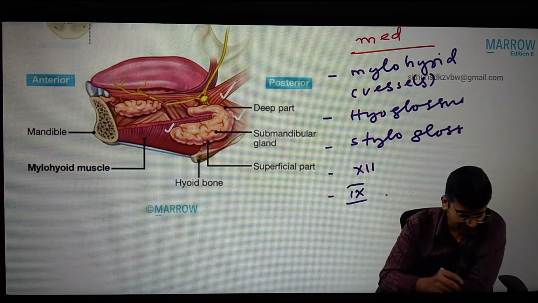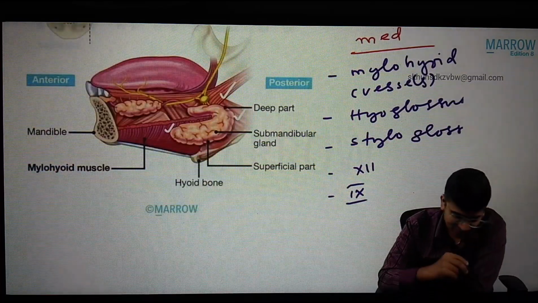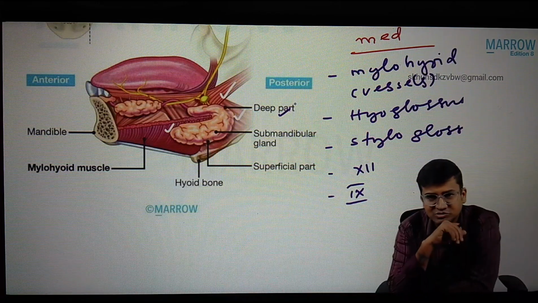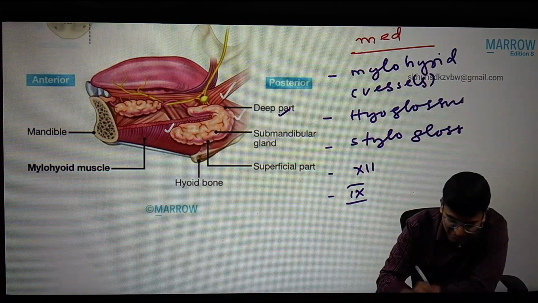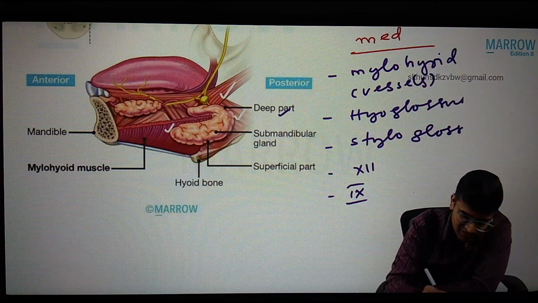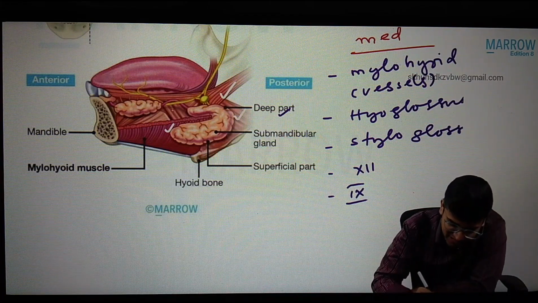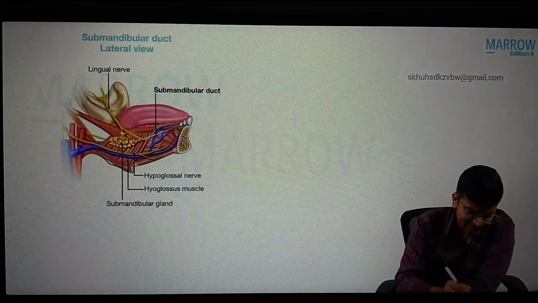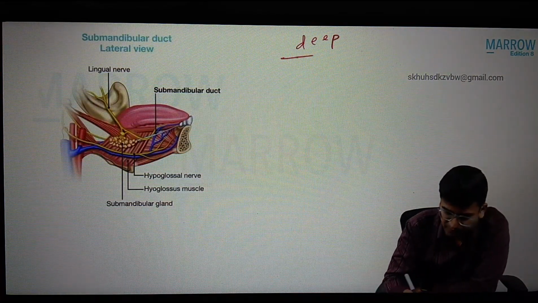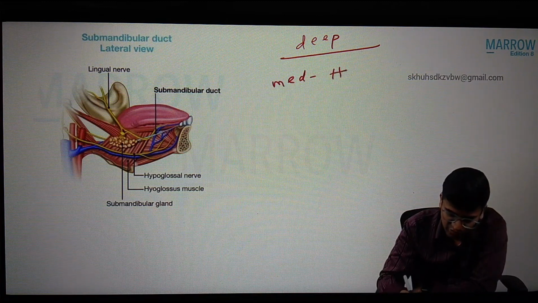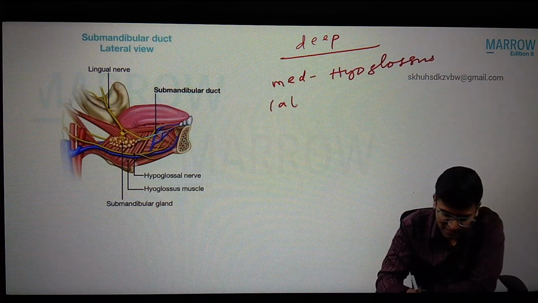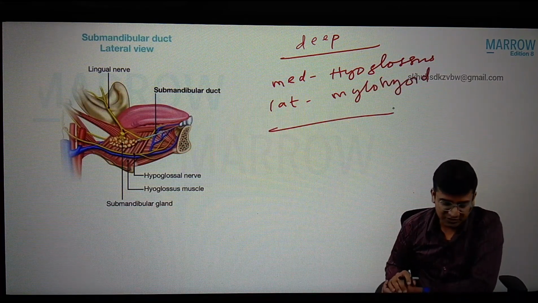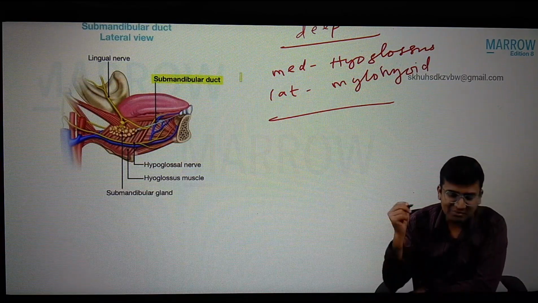Now what about the deep part? See the deep part of the gland, see the diagram. Now this is the deep part. The deep part is present between two muscles. Which two muscles? Mylohyoid muscle, very good. And this muscle is the hyoglossus muscle. So the deep part is present between the hyoglossus muscle and the mylohyoid muscle. Medially we have the hyoglossus muscle, and laterally we have the mylohyoid muscle. Okay, right. Next, we're going to discuss the duct, the submandibular duct.